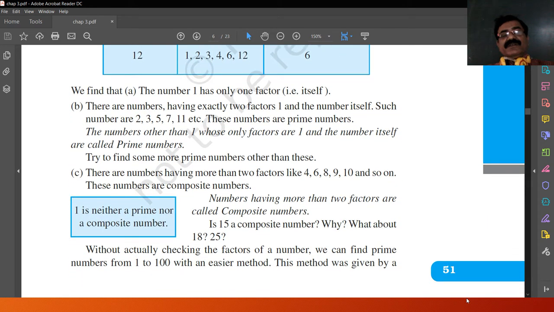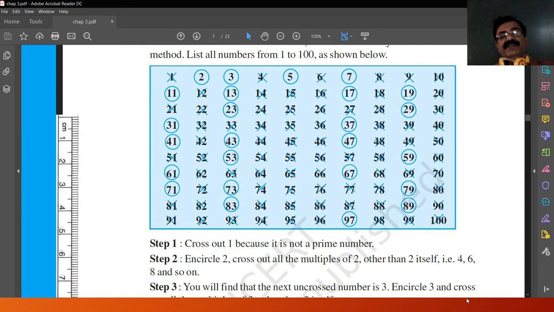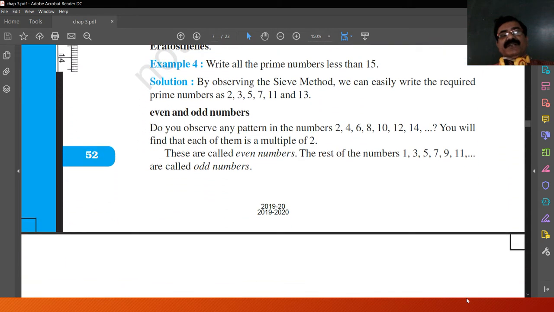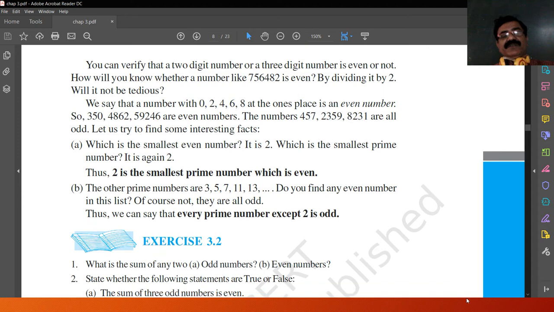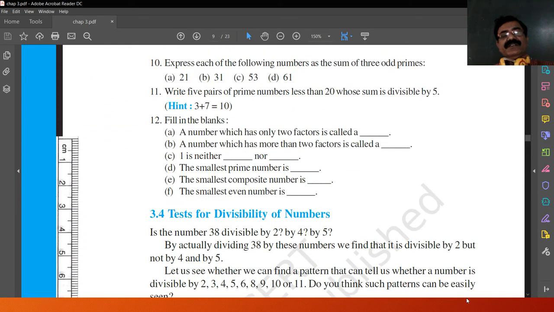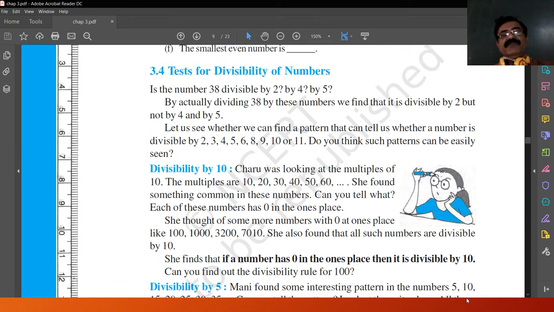And a composite number means a number with more than 2 factors: 1, itself, and other factors also. Such a number is called a composite number. So by knowing this, you can find the prime numbers and the composite numbers between two given numbers. You can write them very easily. Next is the test for the divisibility of numbers.